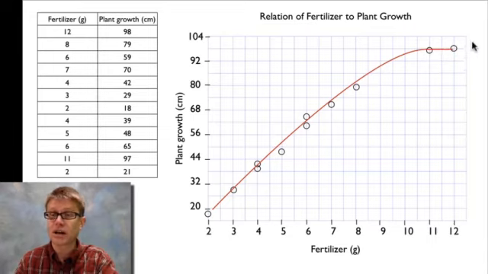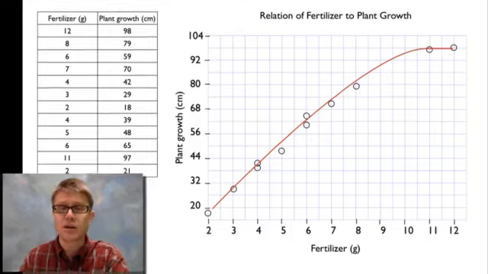We don't want to extend it past my last data point. We don't really know what might happen out here. It would only be just a guess. And so that's kind of hand graphing.